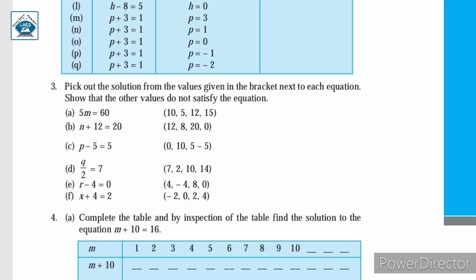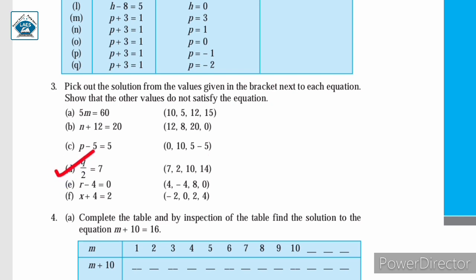In a similar manner, you are given 2 more values, for which you have to put these values in place of p and check whether they are solutions, whether they satisfy the equation or not. So for these 2 parts, where you need to put 5 and minus 5, these two are homework for you. You need to solve these two on your own.